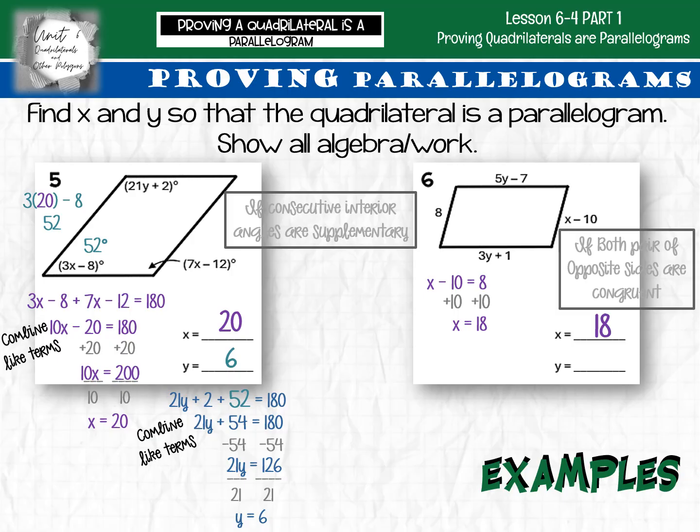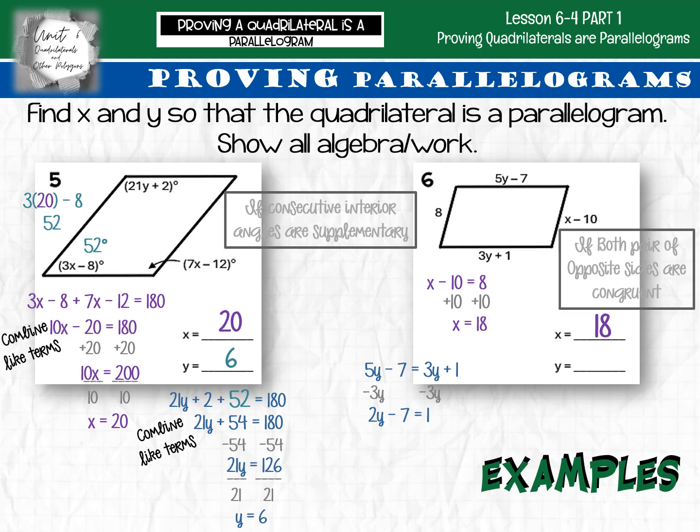The y expressions are opposite themselves, so those would be opposite sides. They'd have to be equal. So 5y minus 7 equals 3y plus 1. Let's get all our y's on one side. I like to move the smallest one. So we're subtracting 3y on both sides of the equation.